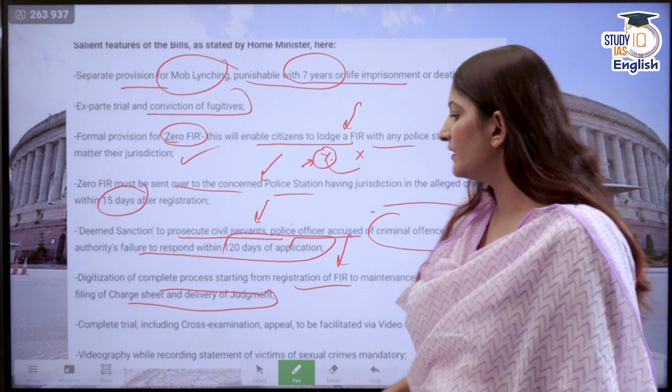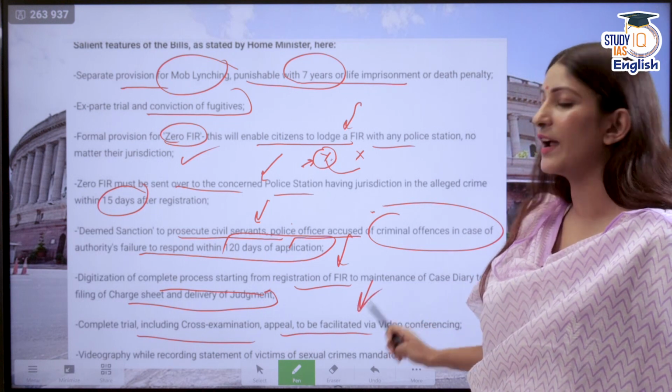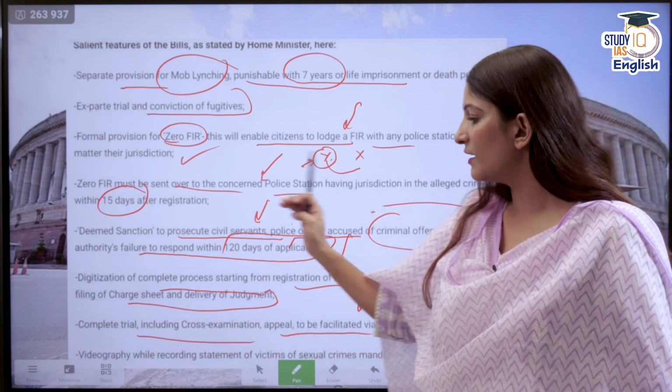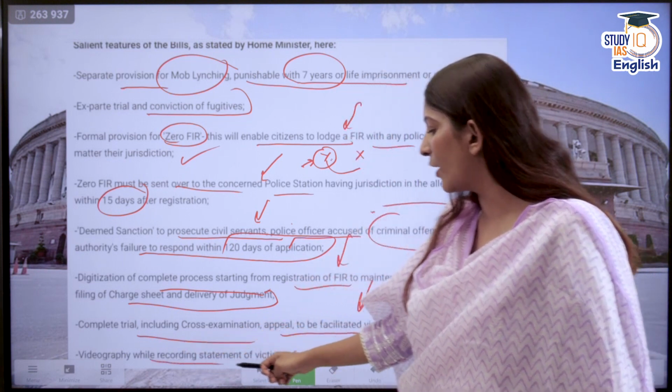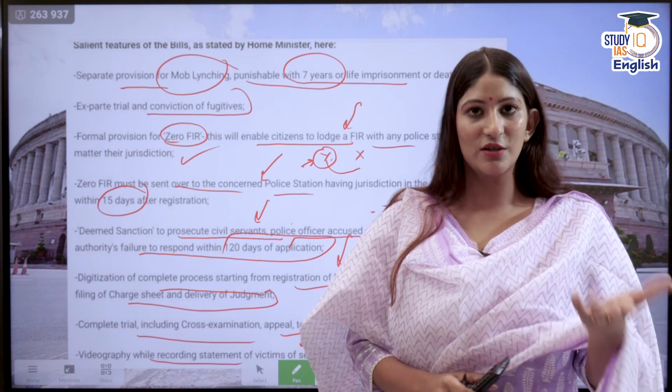And complete trial, which also includes cross-examination, appeal to be facilitated via video conferencing. But via video conferencing, one thing is there. Here it is written, videography while recording statement of victims of sexual crimes mandatory. This is a double-edged sword.